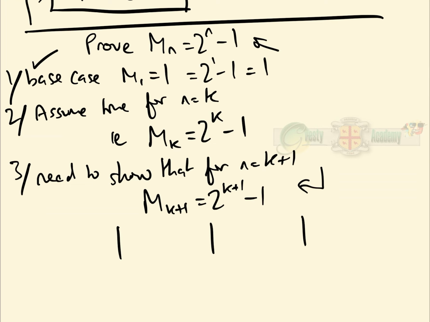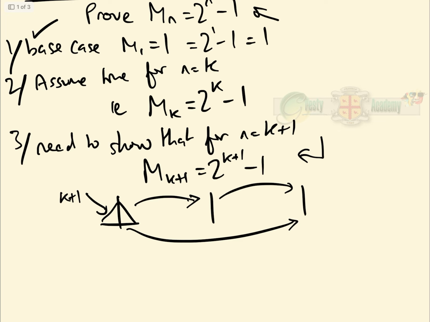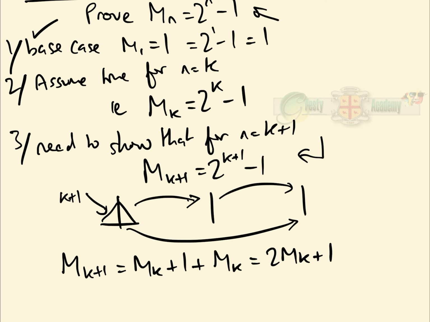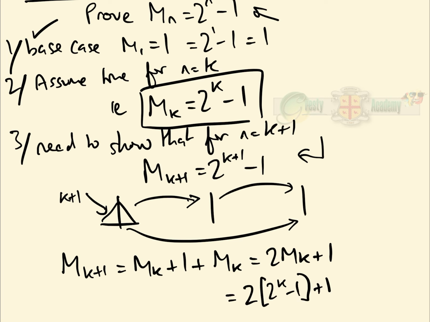Well, let's just have a look at our 3 pegs here, and let us imagine that we have our k plus 1 discs here. How are we going to do that? Well, we are going to move k of them across to there, and then we are going to move the bottom disc across to there, and then we're going to move the k across to there. So M_(k+1) is equal to M_k add 1 add M_k, which equals 2M_k add 1, and we've already assumed that M_k is 2^k minus 1, so therefore M_(k+1) is 2 times (2^k minus 1) add 1, which is 2^(k+1) minus 1, which is what we needed to show.